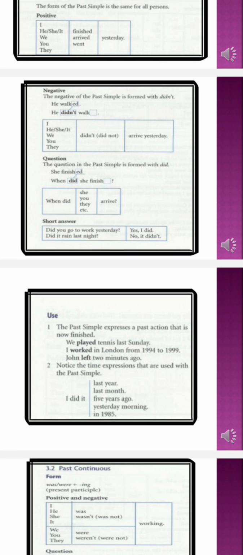Short answer. For example, did you go to work yesterday? Yes, I did. Did it rain last night? No, it didn't.